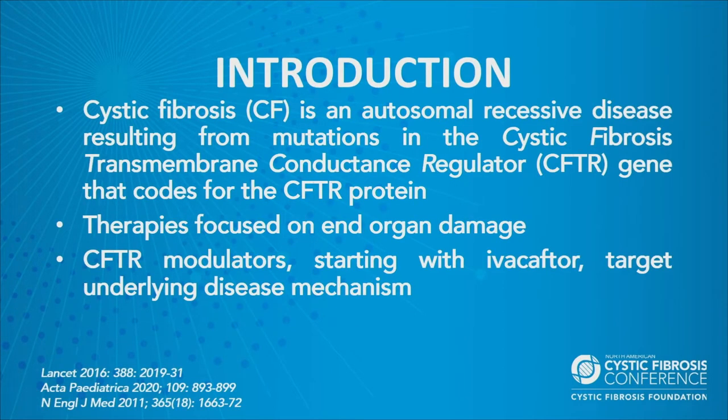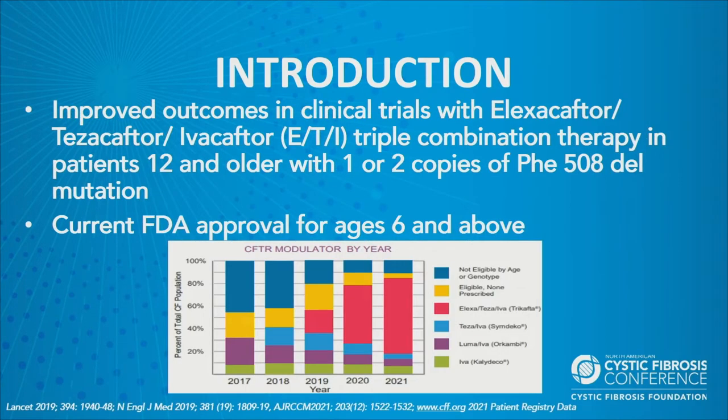Cystic fibrosis, as we all know, is an autosomal recessive disease, and it results from mutations in the cystic fibrosis transmembrane conductance regulator gene that codes for the CFTR protein. Therapies have traditionally focused on limiting end organ damage until the availability of modulators, starting with ivacaftor, that target the underlying disease mechanism.